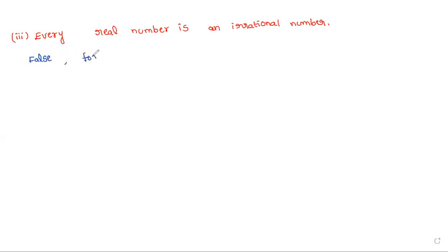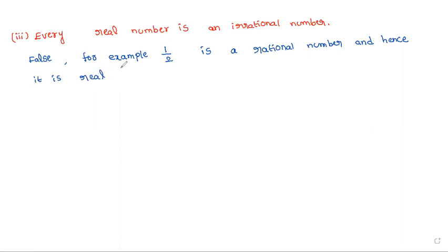For example, 1 by 2 is a rational number, and hence it is real. But it is not an irrational number.